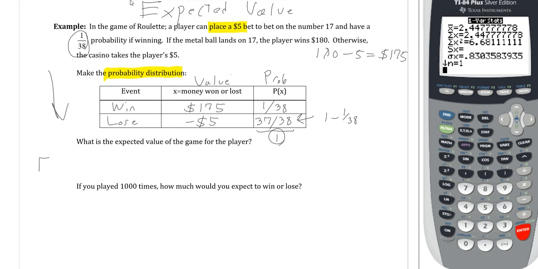Now, to find our expected value, you recall the expected value is the same as the mean for a probability distribution. In order to find the mean of a probability distribution, all we need to do is take x and multiply by the probability of x. So we're going to take each value, multiply by its probability, and add the results together. So we're going to do 175 times the probability of 1 out of 38. And then we're going to add negative 5 times 37 out of 38, which is really subtracting 5 times 37 out of 38.